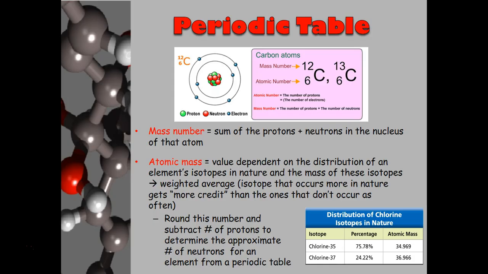Now remember, we talked about isotopes yesterday as well. Isotopes are the same number of protons because it's the same element, but I change the number of neutrons so that nucleus gets a little heavier or a little lighter based on how many neutrons are there. So it's an average, but there's a little bit more to it than even that.